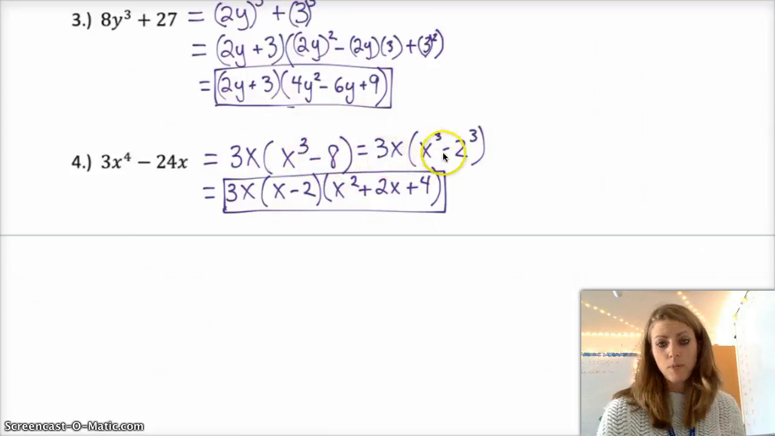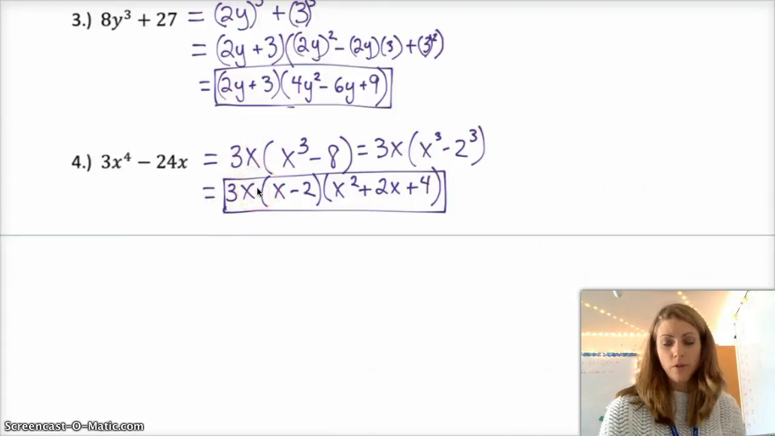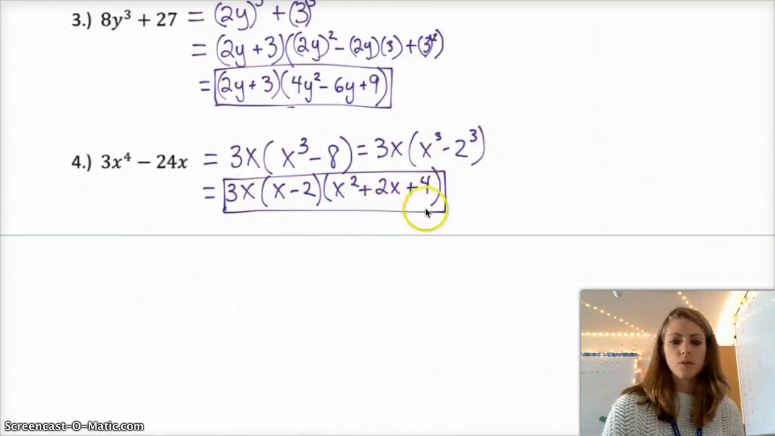That is a perfect cube, so I have x cubed minus 2 cubed on the inside, and then I can factor this. Don't lose your 3x. A lot of people do that. That is still part of your factored answer. But then you just want to factor this using the difference formula. So then you have 3x times x minus 2, where your a is x and your b is 2, x minus 2, times x squared plus 2x plus 4.